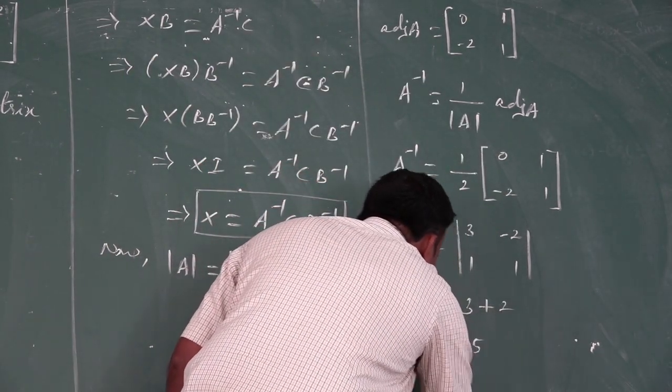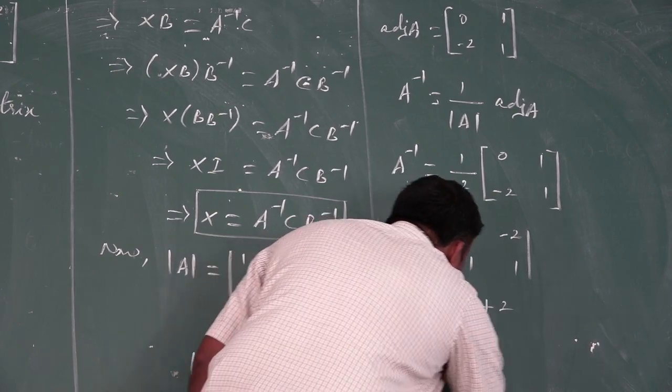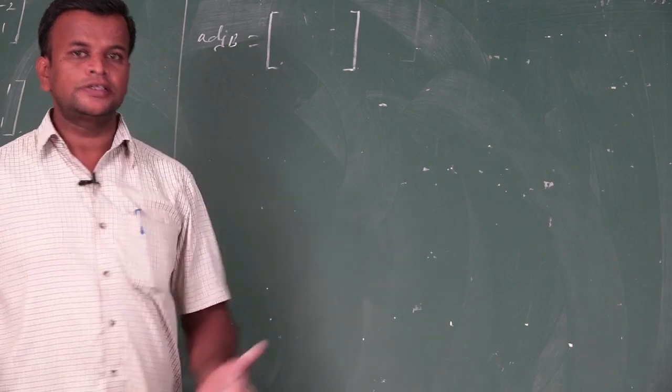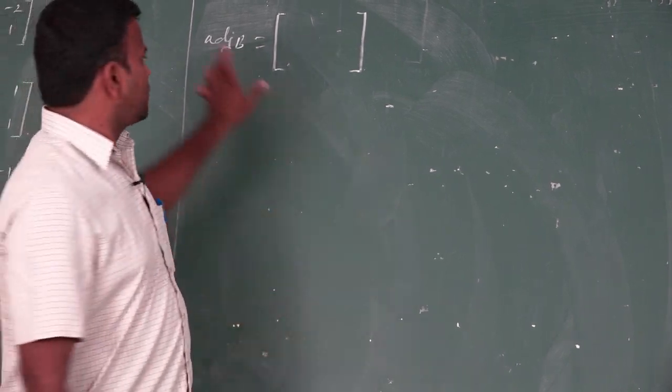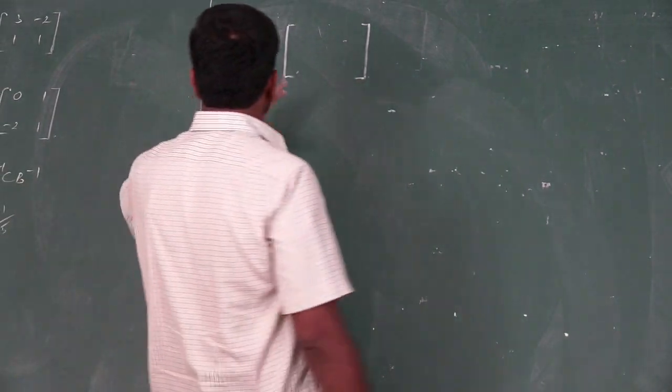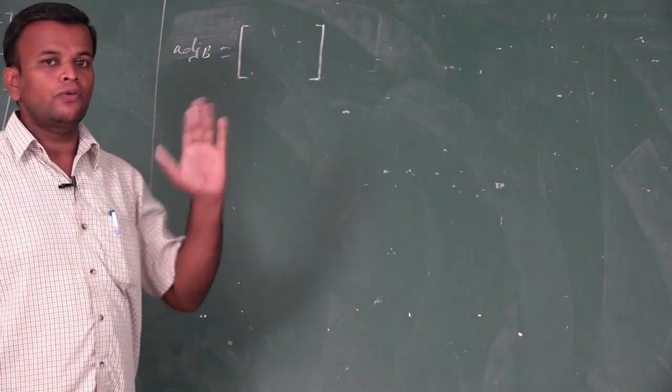Determinant B value is 5. So it is the value of determinant B. The next step is to find adjoint B. Okay, adjoint B. We see the values of B. The value of B is 3, minus 2, 1, 1.